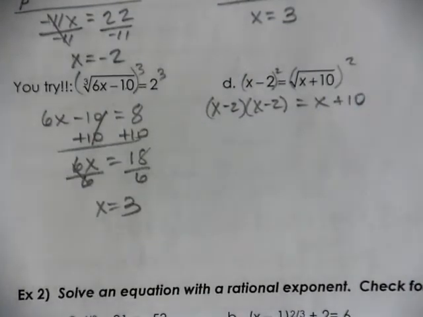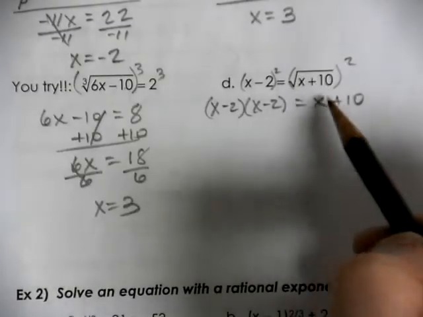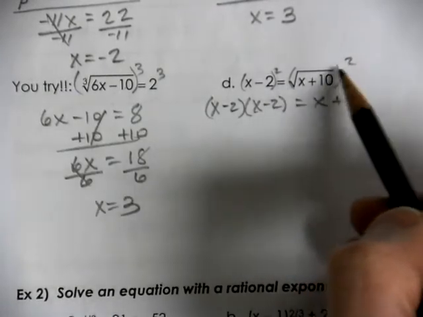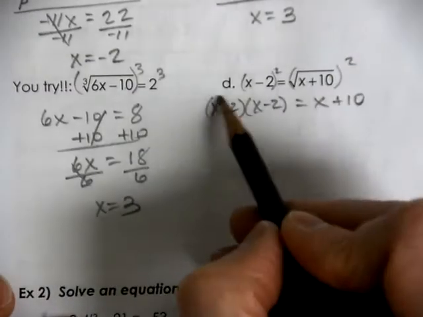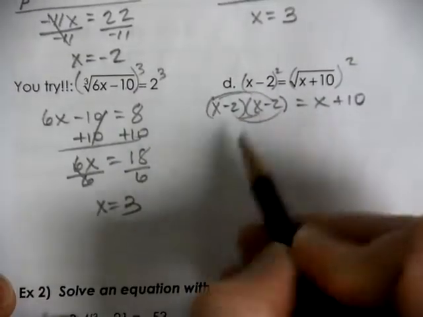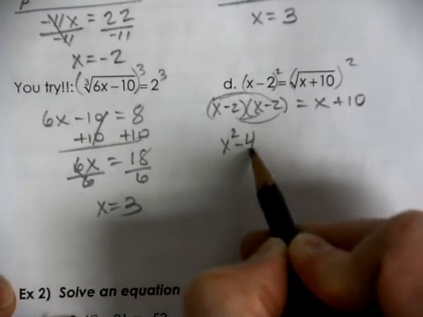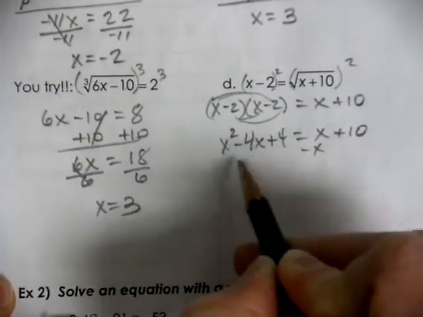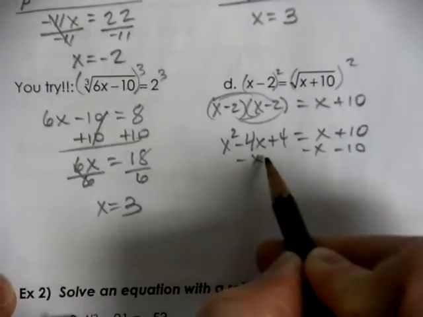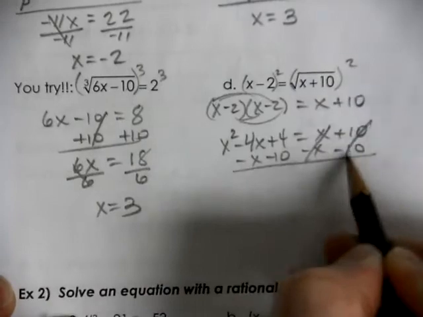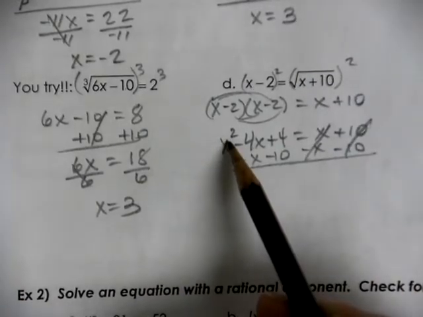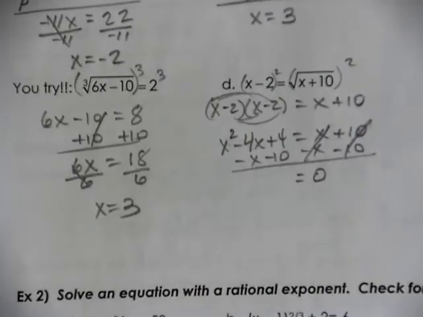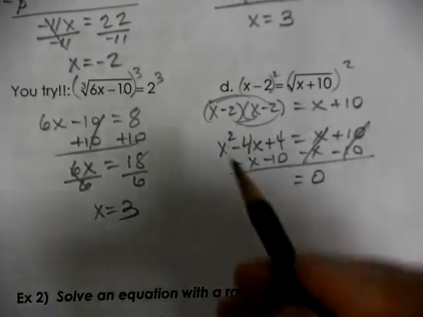The value that's inside the radical does not have to be FOILed together. It's just x plus 10. Whenever you square a square root, you get the value that's inside. When we FOIL here, we're going to get x squared minus 4x plus 4. And we can collect our like terms. Notice that we have two different types of x's. We have an x squared and an x. That gives us a reminder that we need to set one side equal to 0 and move everything else over.